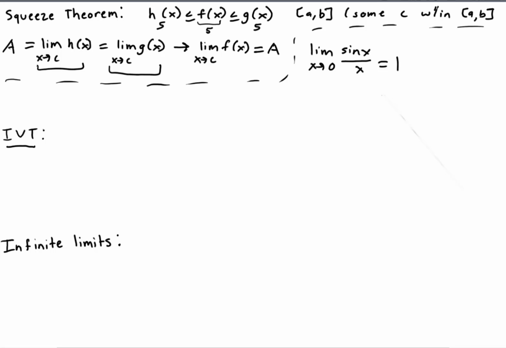Second one, let's see if we can fit in some space here. Our second limit, the limit as x approaches 0 of 1 minus cosine x over x, is also going to be equal to 0. So just take a note of these. These are going to be two special trig limits that you'll learn.